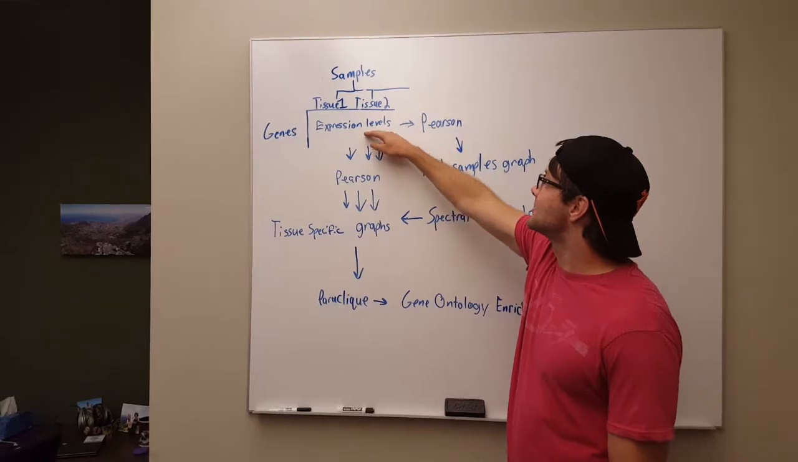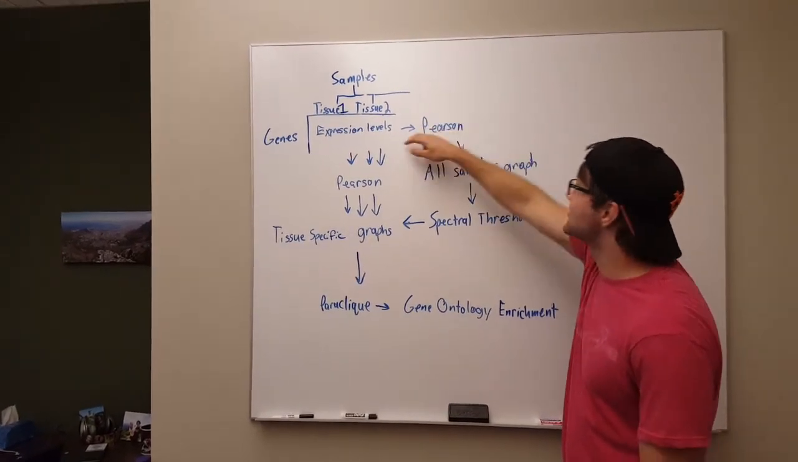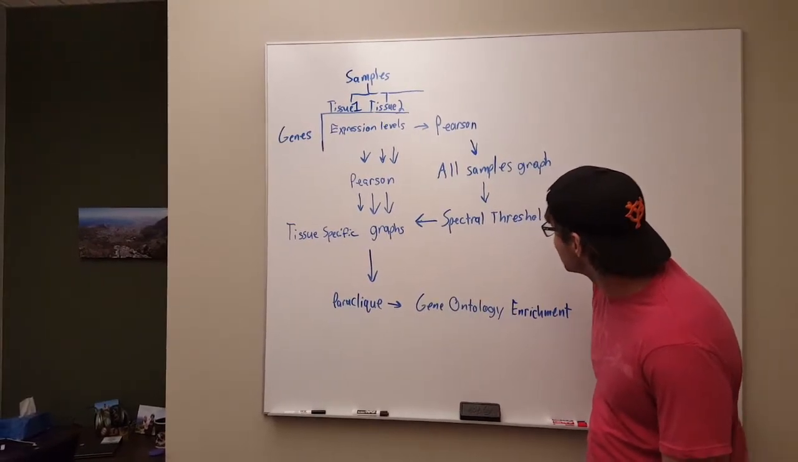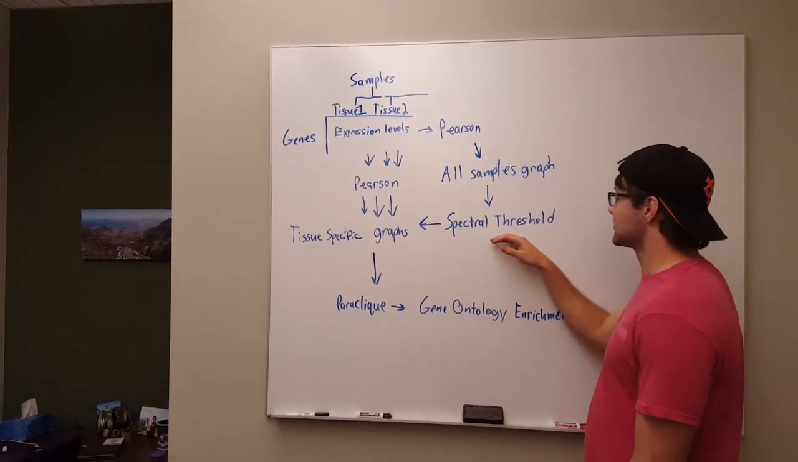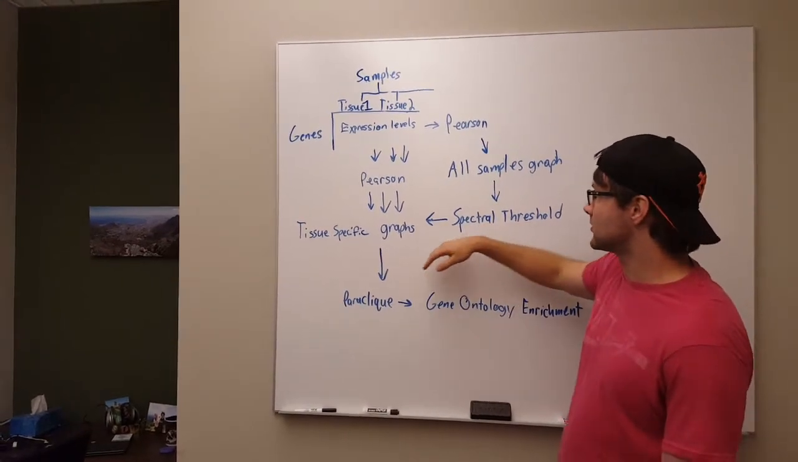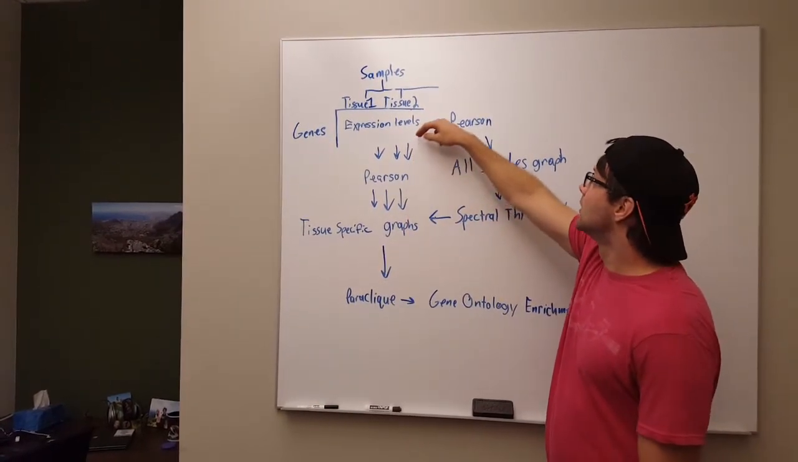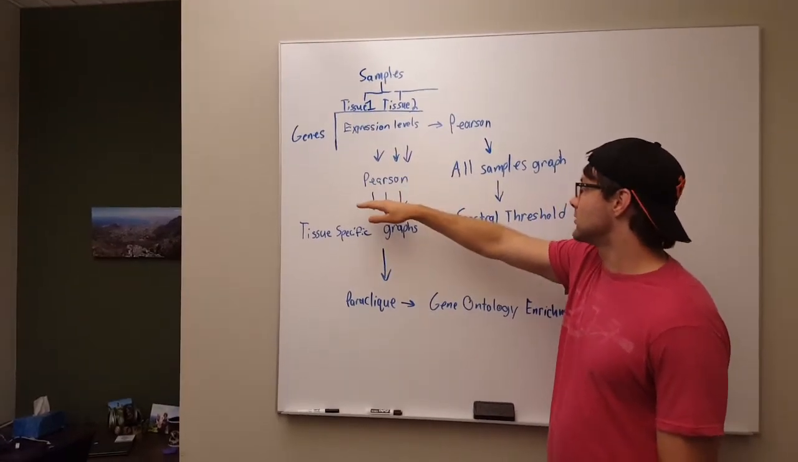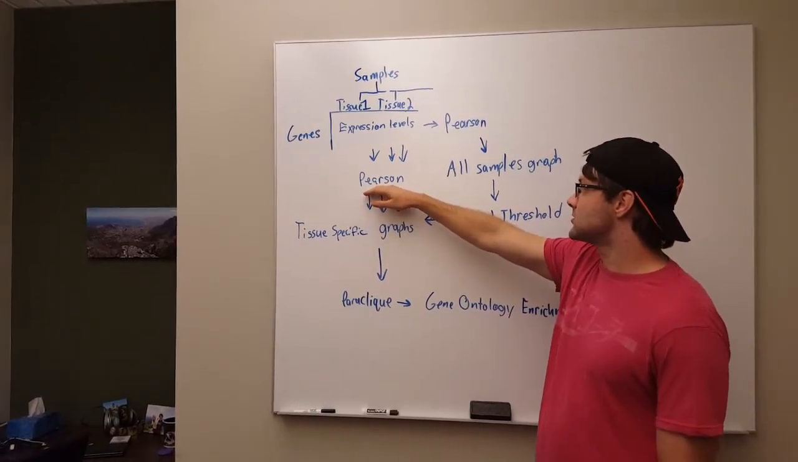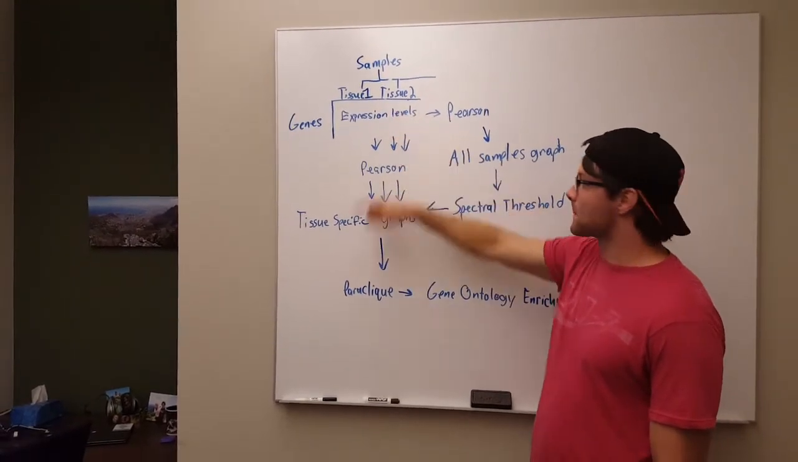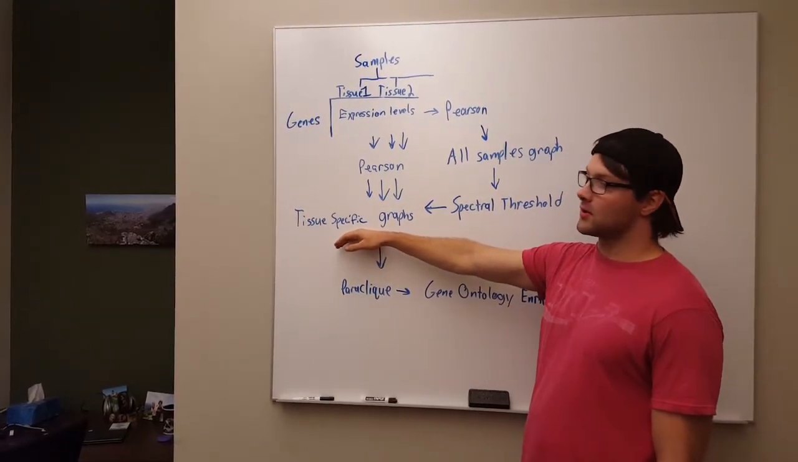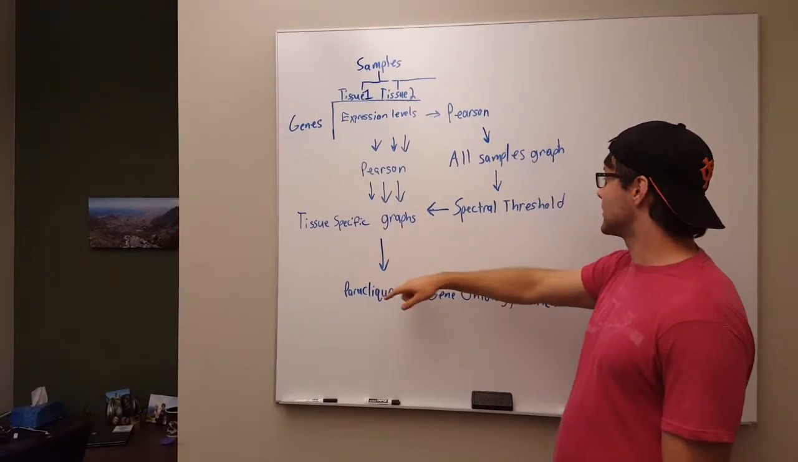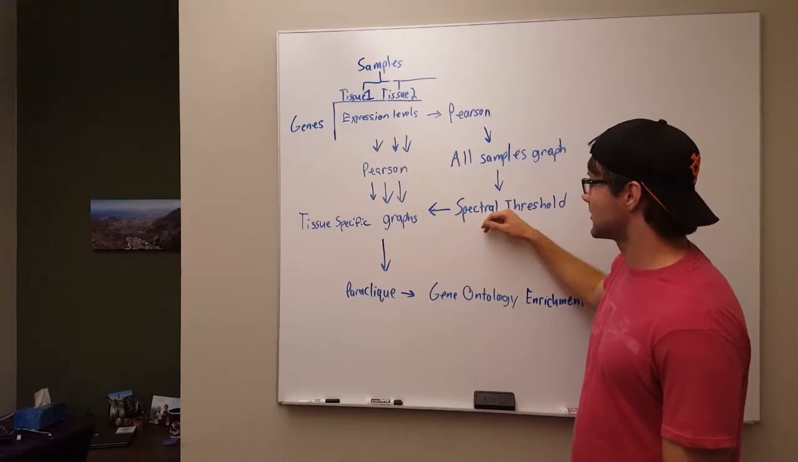Using the gene expression matrix, we ran Pearson on all samples to create an all sample graph. On this graph, we ran spectral thresholding, which gives us a threshold value at which we can filter all other graphs through. We then took submatrices from the all samples matrix and ran a Pearson correlation on each submatrix specific to tissue, we created tissue specific graphs. And we filtered each tissue specific graph to a thresholding value found through the spectral thresholding method.